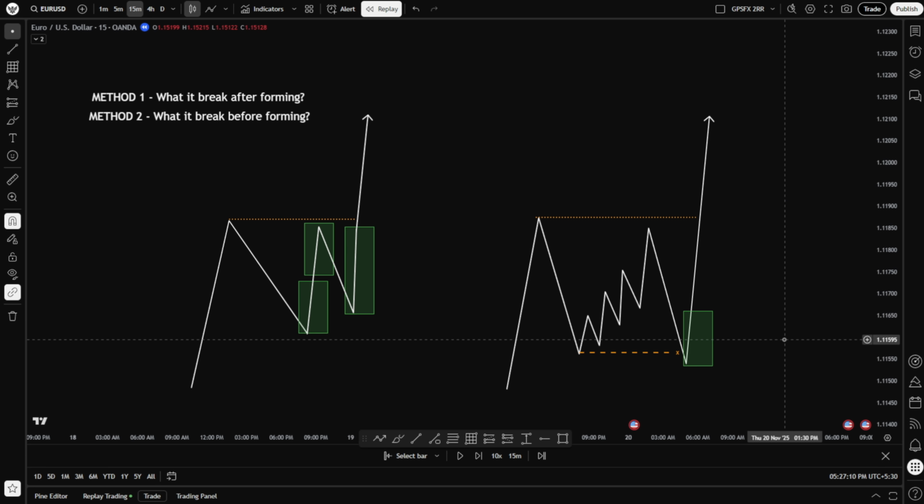Hey guys, so before I explain the two methods to filter out weak and strong order blocks, first I will implement those two methods in the live market and show how I use them every single time. Then I will explain the basics of those two methods.